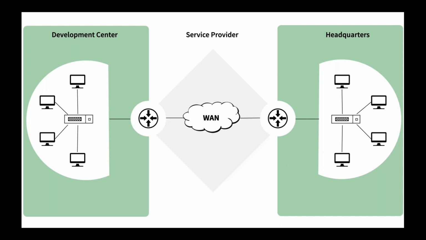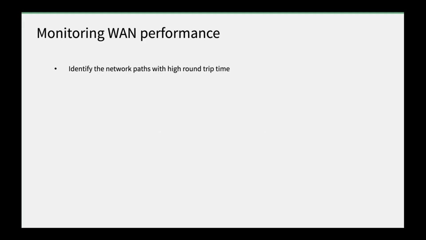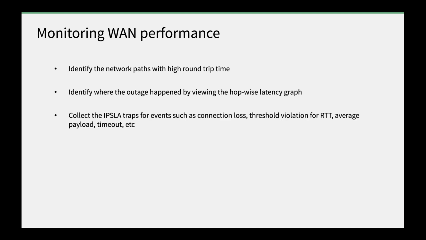So when it comes to monitoring the IPSLA metrics, that is the WAN link as well as voice over IP, we'll discuss the WAN link first. When it comes to the WAN link, you can monitor the network path which has a high round trip time so that you can take necessary actions to reduce it. Or you can also check if any trace routing or multiple hops are happening while reaching from the source to the destination. And you can also configure IPSLA traps for events such as connection loss, threshold violation, or average payload so that you can get an immediate notification when any of these situations happens.